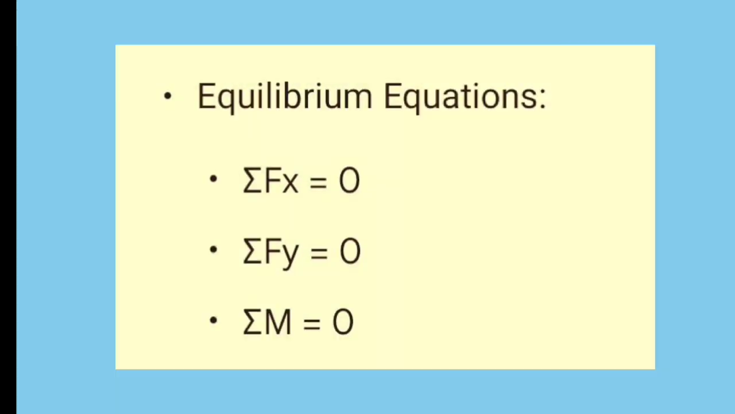These are the equilibrium equations: sum of F x is 0, sum of F y is also 0, and sum of M is also 0. So these are the equilibrium equations. Based on this you might get an MCQ.